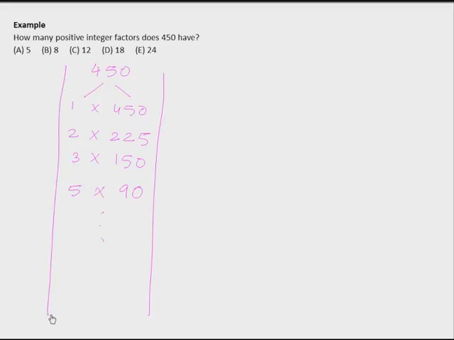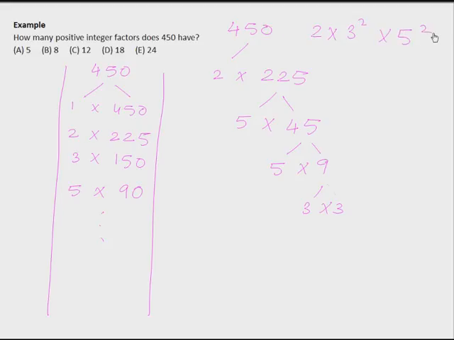Here's another way which is more foolproof. I will factor 450 into primes. So 450's prime factorization. That's 2 into 225. 225 is 5 into 45. And 45 is 5 into 9, which is 3 into 3. So the prime factorization of 450 is 2 times 3 square times 5 square.